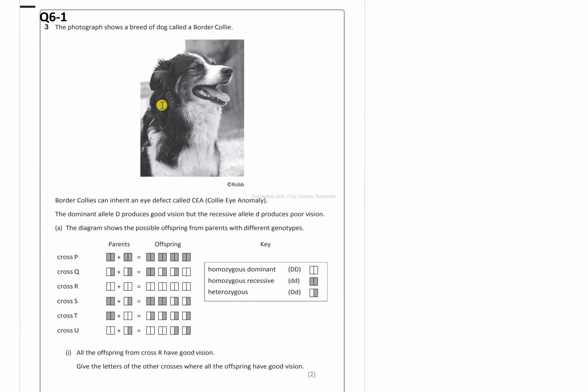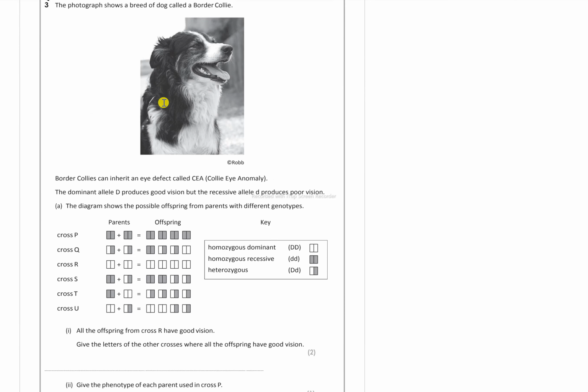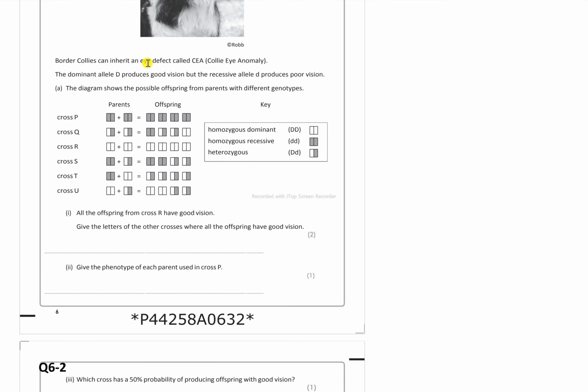Okay, we've got a border collie. They suffer from an eye defect called collie eye anomaly, CAE. The dominant allele D produces good vision, but the recessive allele d produces poor vision. So this is homozygous dominant. So the white one does not carry the condition. These lot definitely do carry it. This is a carrier but does not have the condition. A carrier does not have the condition.